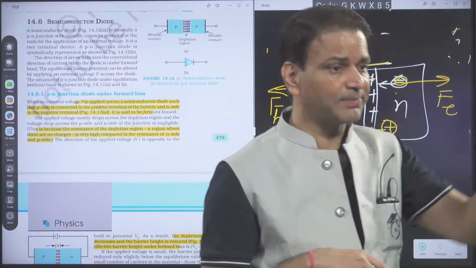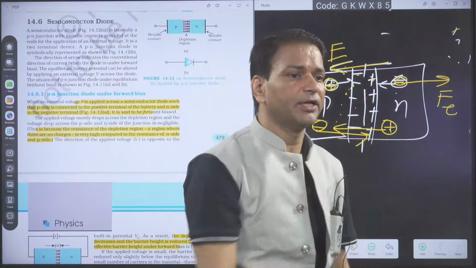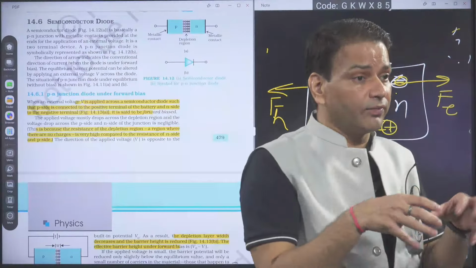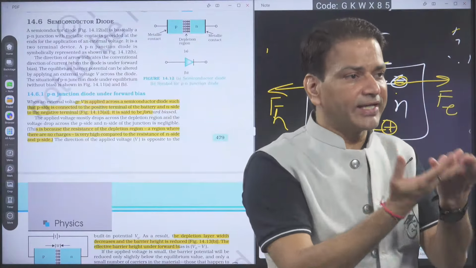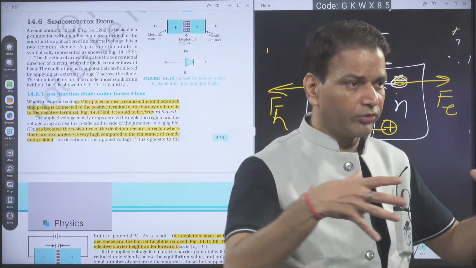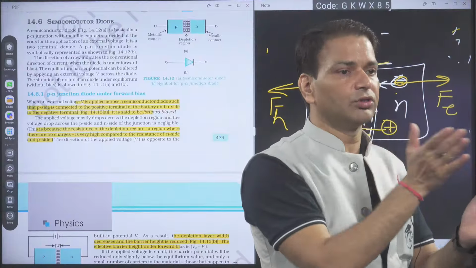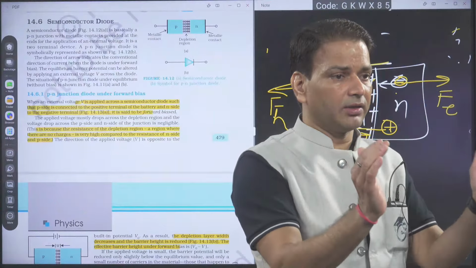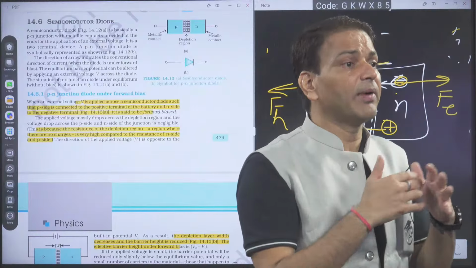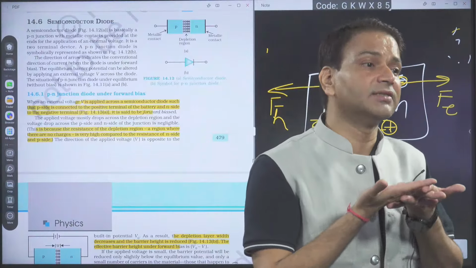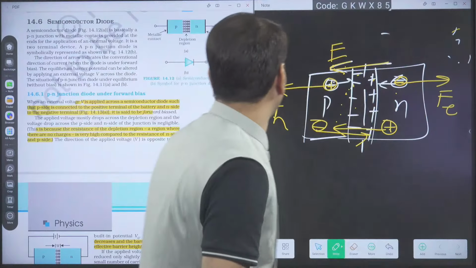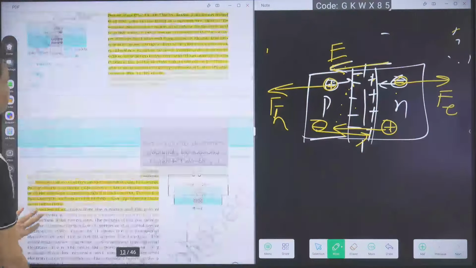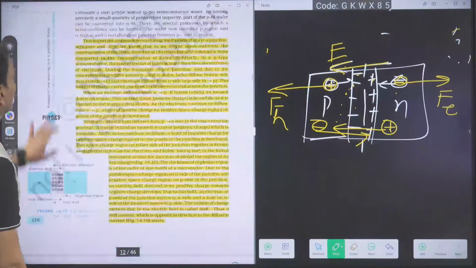What I explained, that diffusion current flows from P to N and drift current flows from N to P, is only at the time of formation. When we are making the PN junction or diode, at that time diffusion current flows from P to N and drift current flows from N to P. But when our diode has formed, if I ask what is the current in the diode, it is zero. Why? In equilibrium, drift current and diffusion current are equal.